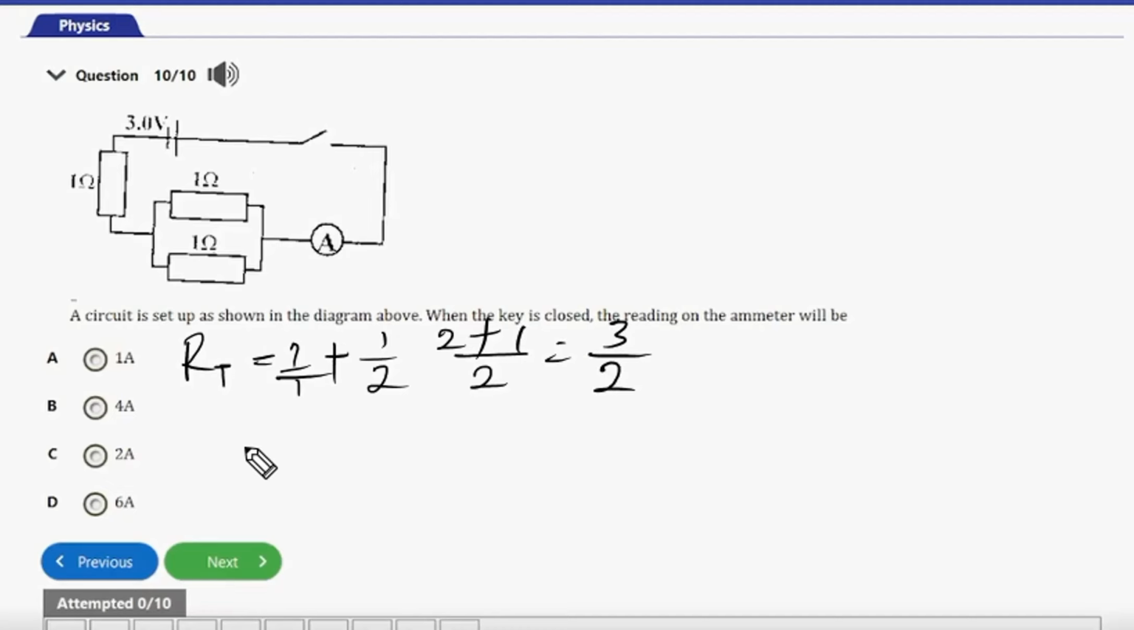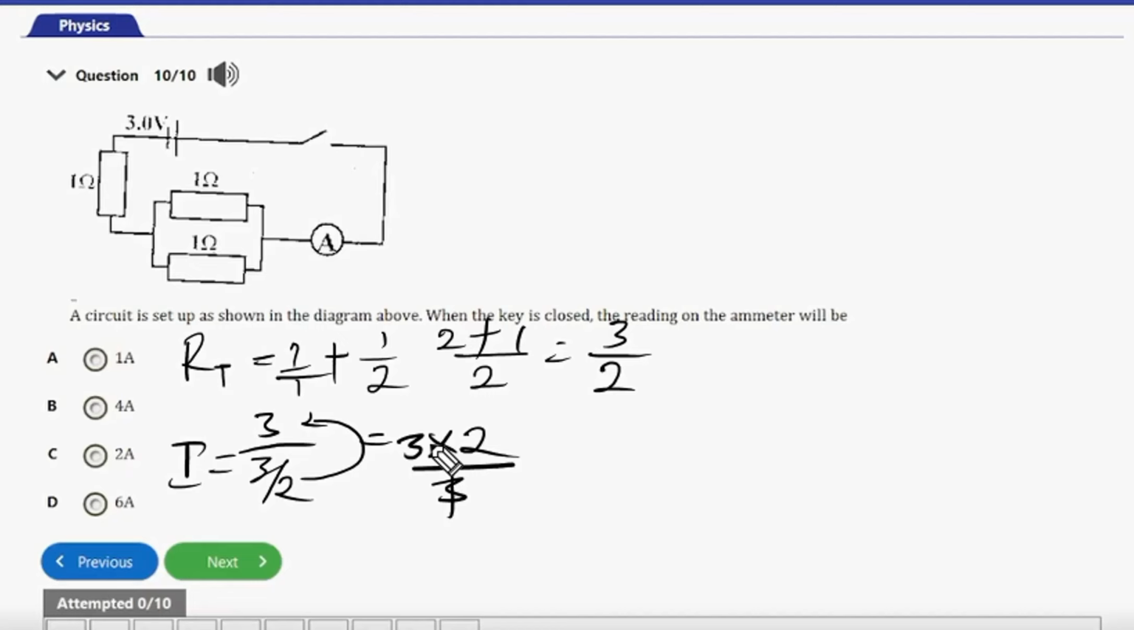But then we are looking for the current. So current is voltage over the resistance. So the voltage here is 3, then the resistance is 3 over 2. So for this, I can bring up these 2 here in order to remove the fraction from this denominator. So I'll have 3 times 2 over 3. So 3 goes for 3, and then I'll have 2 amps. So guys, the answer to this question is option C here, and that's 2 amps.